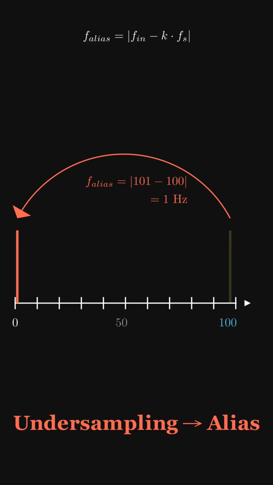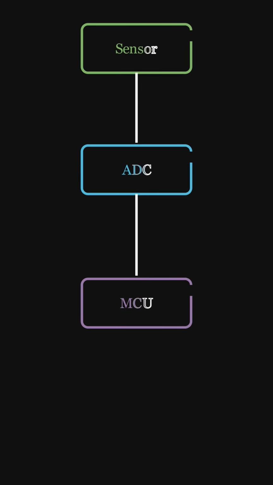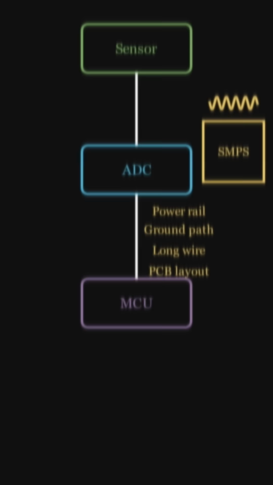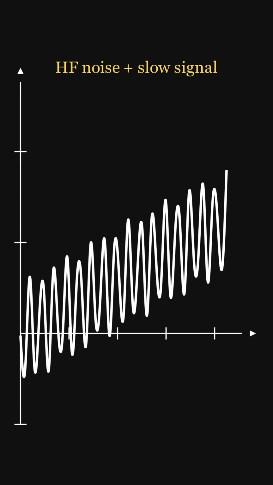Now take a real example, a temperature sensor. The sensor signal changes slowly, but nearby, a switching power supply is running at hundreds of kilohertz. Its ripple can couple into the ADC input through the power rail, ground return, a long cable, or poor PCB layout. The microcontroller samples the sensor voltage, say 10 times per second.